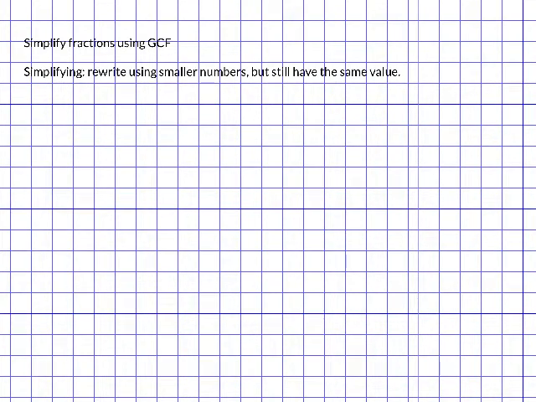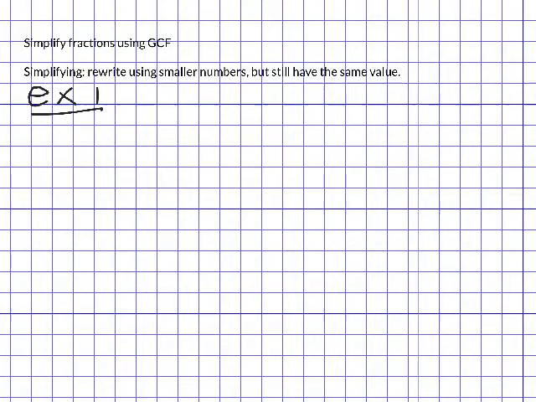It means to rewrite something using smaller numbers, or like make it simpler, make it smaller, make it look prettier, but it still has the same value. So you haven't changed the mathematical amount, you've just made it look nicer.